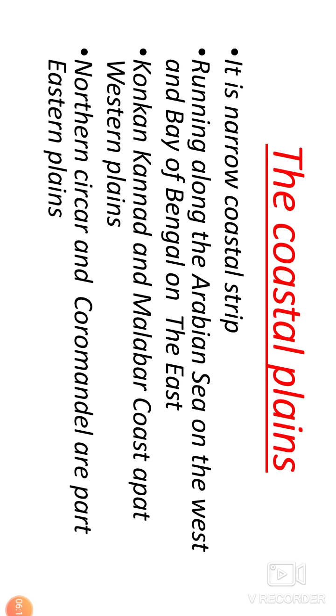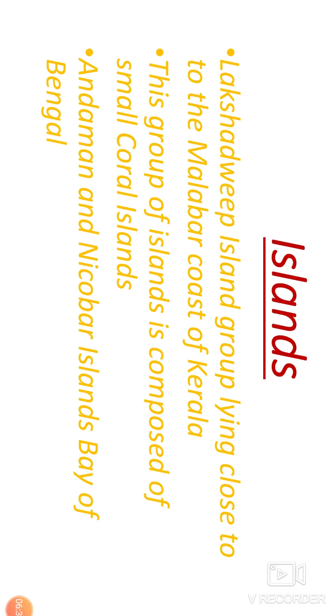These are narrow coastal strips running along the Arabian Sea in the west and the Bay of Bengal in the east. Konkan, Kannad, and Malabar coasts are part of the western plains, and Northern Circars and Coromandel are part of the eastern plains. Here some women are working in the fields.